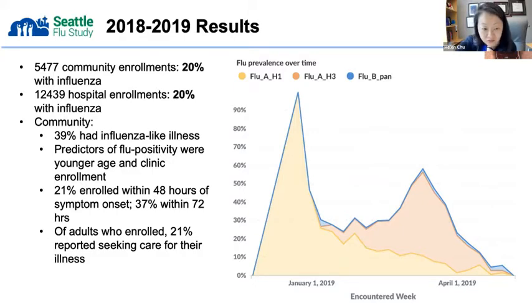And then of the adults who enrolled, 21% reported seeking care for their illness. And that also was important to us because it showed to us that 80% were not seeking care for their illness. So these people were walking around in the community, and we collected a swab and found flu, but they weren't ever seen by the care system and would have never been captured through any other method.